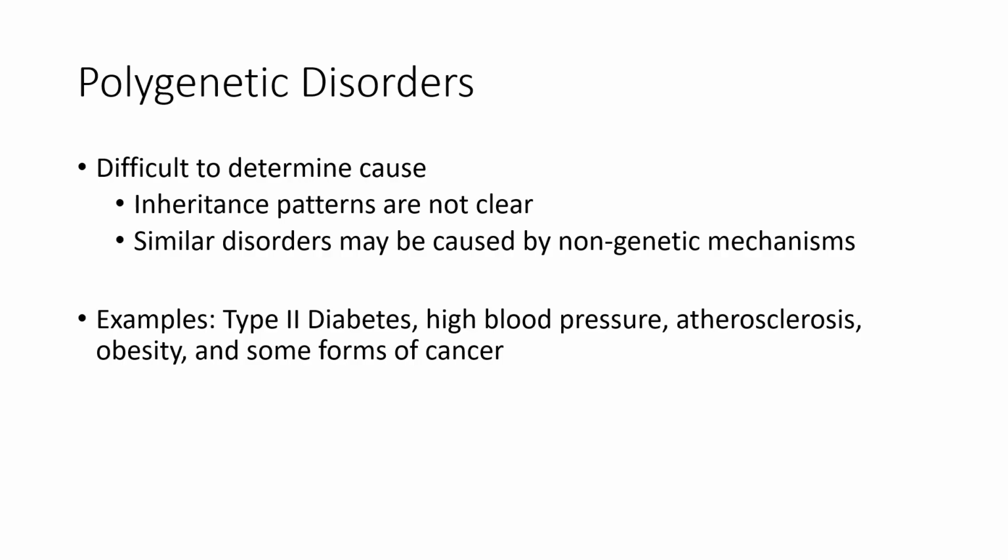This slide is where genetics stops being neat, clean, and satisfying. Polygenic disorders are difficult to determine because there isn't one gene to blame. No villain, no smoking gun, no tidy Punnett square. Instead, you're looking at the cumulative effect of multiple genes, each contributing a small amount of risk, often interacting with the environment. That's why inheritance patterns here look vague.